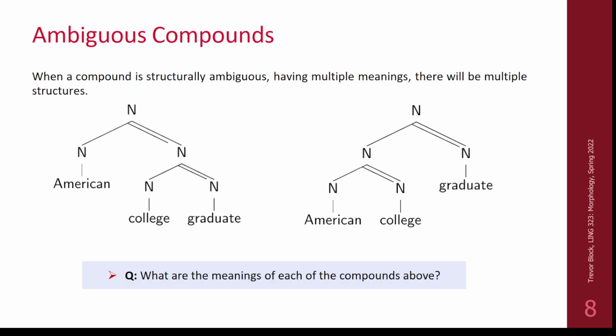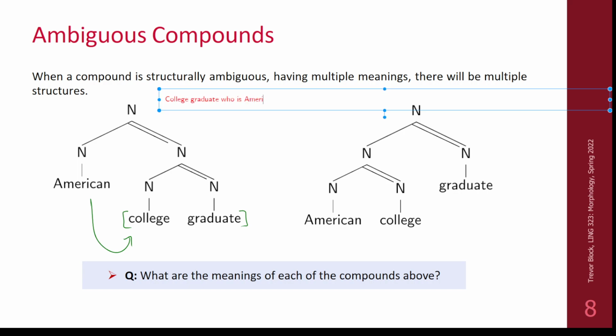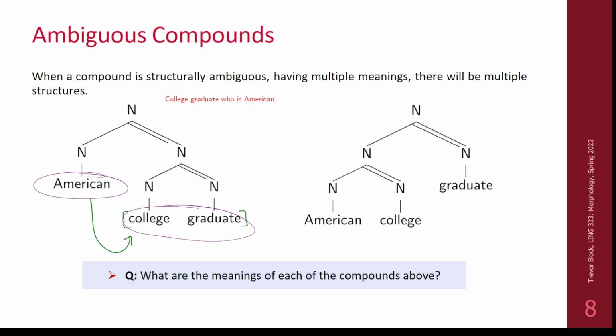If we have an ambiguous compound in English, we get structural ambiguity. So for example, with American college graduate, there are two ways we can build this. First, we could put college graduate together, and then we could modify it by American. So this says you have a college graduate who is American. Okay, so left side is college graduate who is American. And that's because first we're talking about a specific type of graduate from college, and then we're adding extra information after. But we have a second choice.